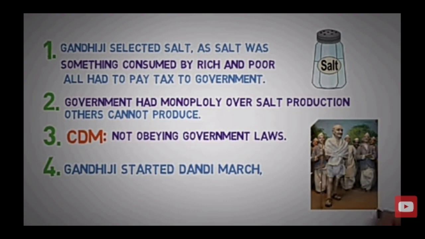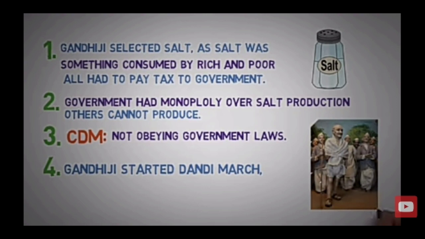As I have already discussed Mahatma Gandhi's non-cooperation movement and also some portion of the civil disobedience movement. And I had discussed regarding the civil disobedience movement, Gandhi had chosen salt. Salt was a thing used or consumed by rich and poor, and everyone had to pay tax to the government. Even the most important thing, the government had a monopoly over salt production, but it is an Indian thing. That is why Gandhi had taken the decision not to obey the British laws.